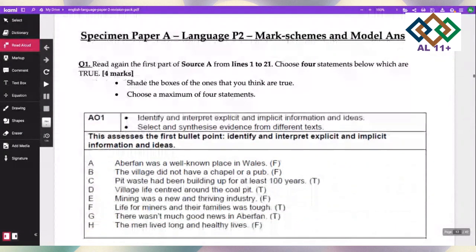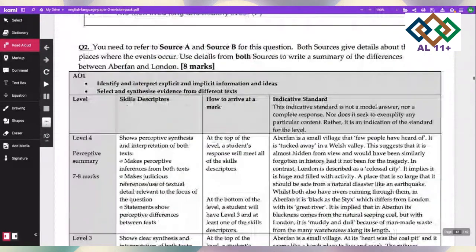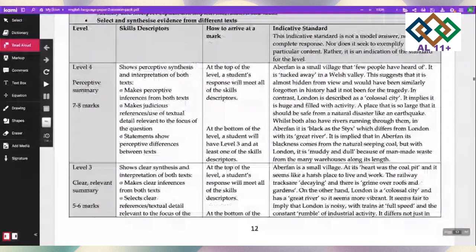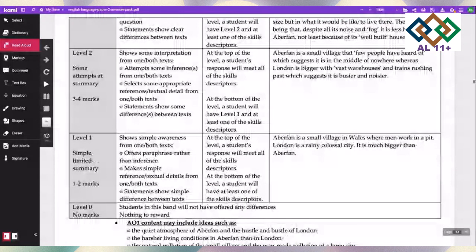And then this is the marking scheme which is given to you in your specimen paper. I'm just going through them. So you should see what to include in these questions when you have something like that.